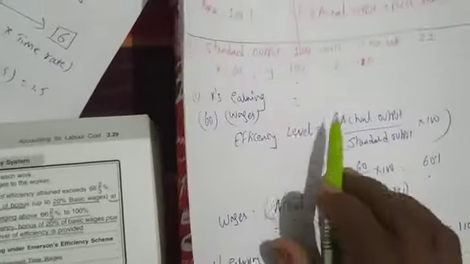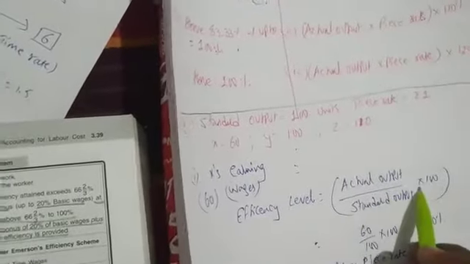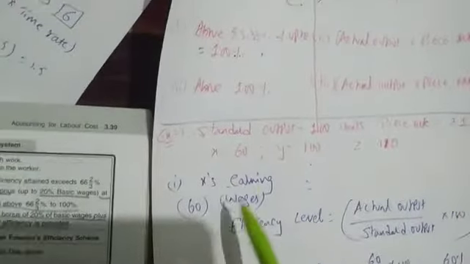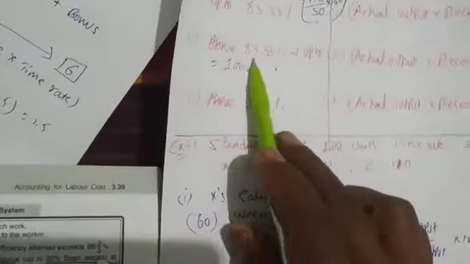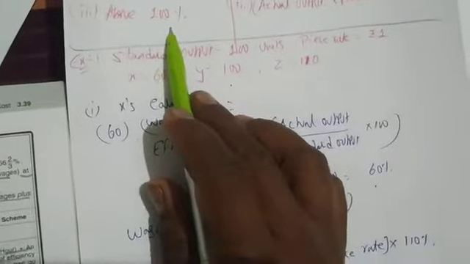So what is important here? Efficiency level. How to check efficiency level? Actual output divided by standard output into 100. Small formula wrote: actual output divided by standard output into 100. Got it? Up to 83.33%. He produced only 60 units. So he comes in the first, Roman number 1. So Y produced 100 units. So he is coming in the Roman number 2. And Z is producing more than 100%. So he is coming in the Roman number 3 category. Got it? Simple. So simple.